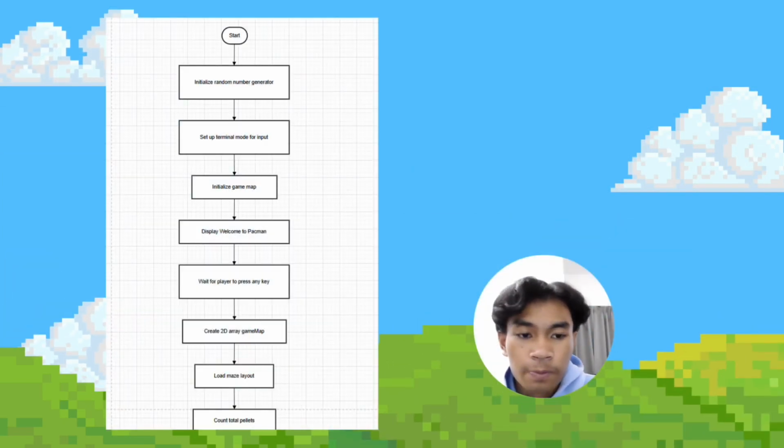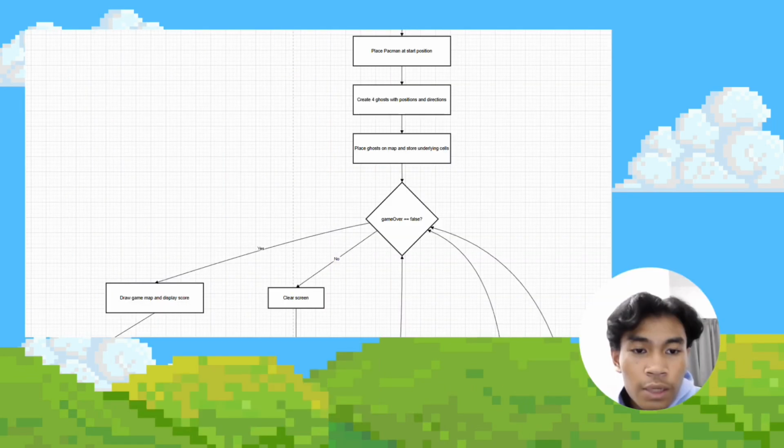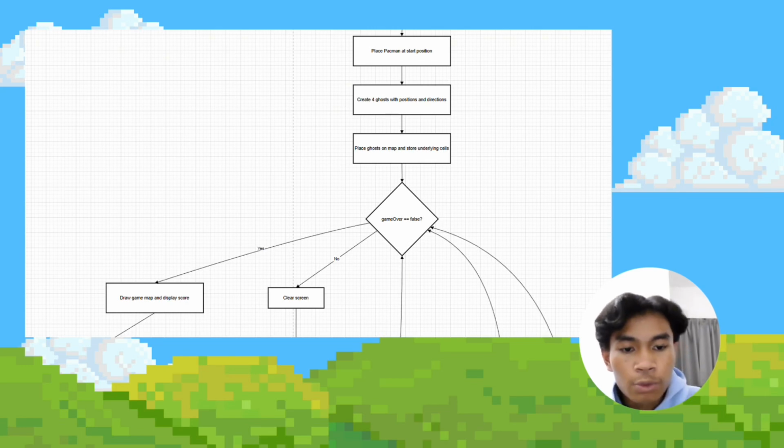Next is the flowchart of this project. So first we go for start, and then we will initialize the random number generator, and then set up terminal mode for input, initialize the game map, and then display Pacman, and then wait for the player to press any key, and then create the 2D array game map, and then loop the maze layout, and then count total pellets. After that, we will place Pacman at the start position, and then create an array of ghosts with position and direction, and then place ghosts on the map and store underlying cells, and then set game over equal to false.